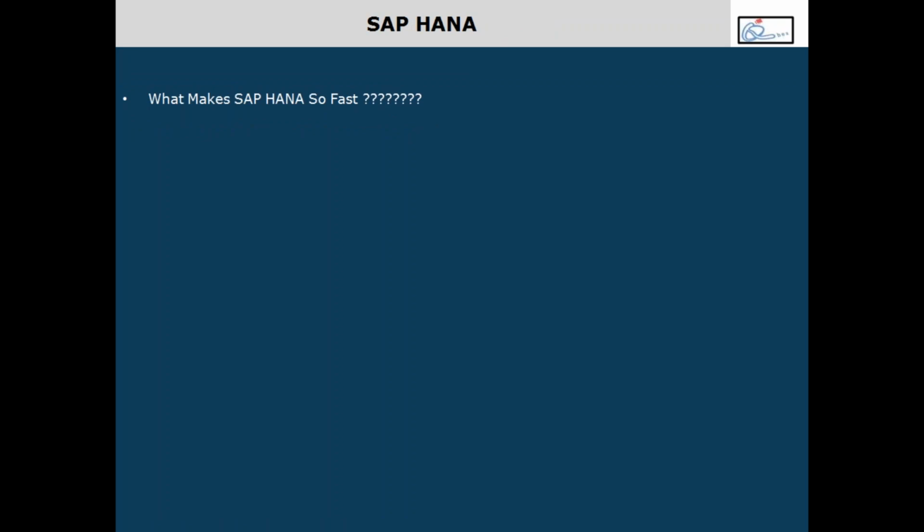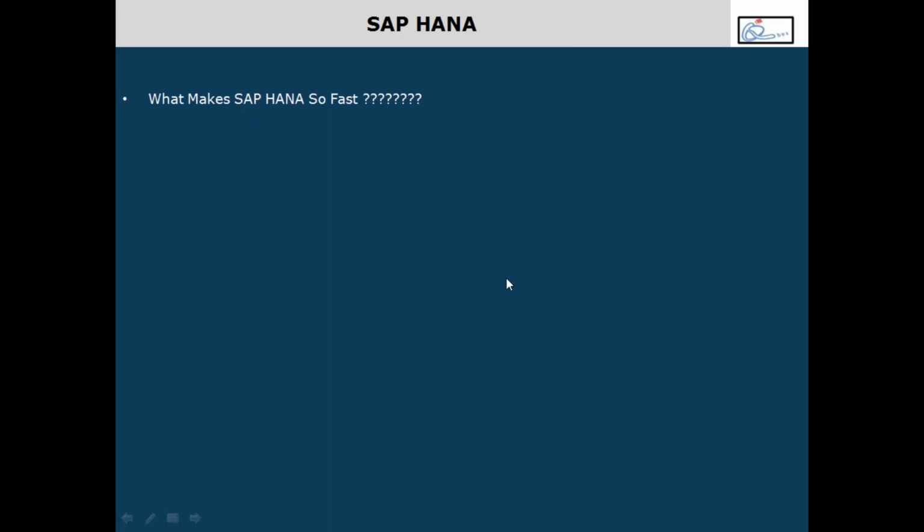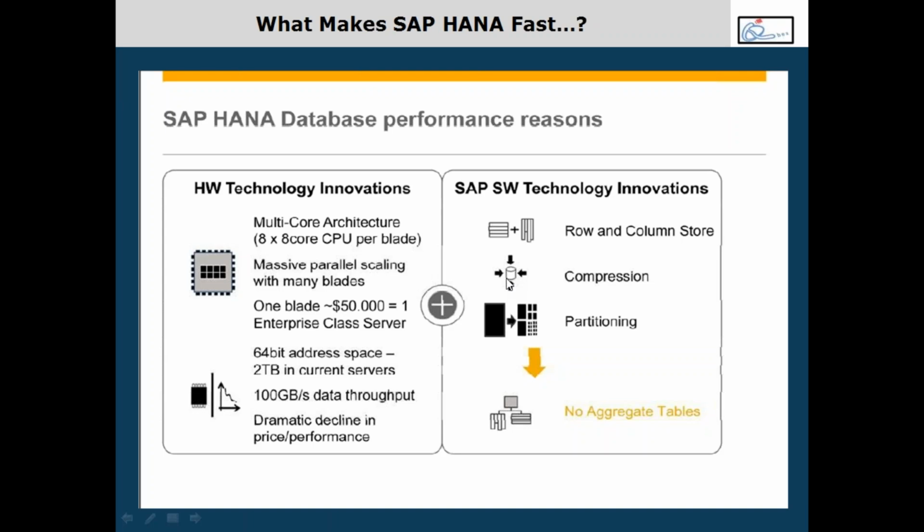It's giving you high performance, right? Now why is it so fast? That's what we're trying to focus on. There are certain hardware capabilities and certain innovations from software which are making it fast. There are certain improvements being done towards the hardware capabilities, and there are certain innovations towards software which is making it so fast.